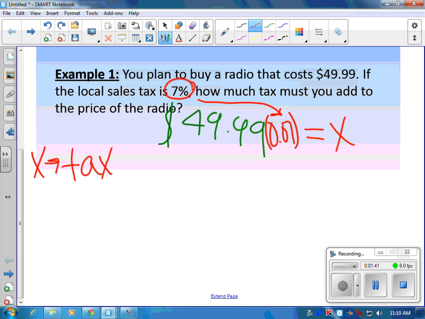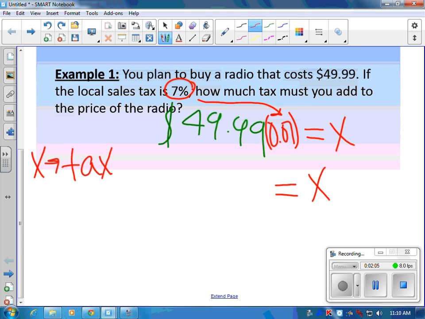You need to be able to write an equation. If you can't write this out and name your variable, you're going to lose 2 points. One for the variable, one for not having an equation. So for these problems, we have to write a full equation. If I'm just trying to calculate the tax, then I just set it equal to x. So then, when I multiply $49.99 times 0.07, what do I get?